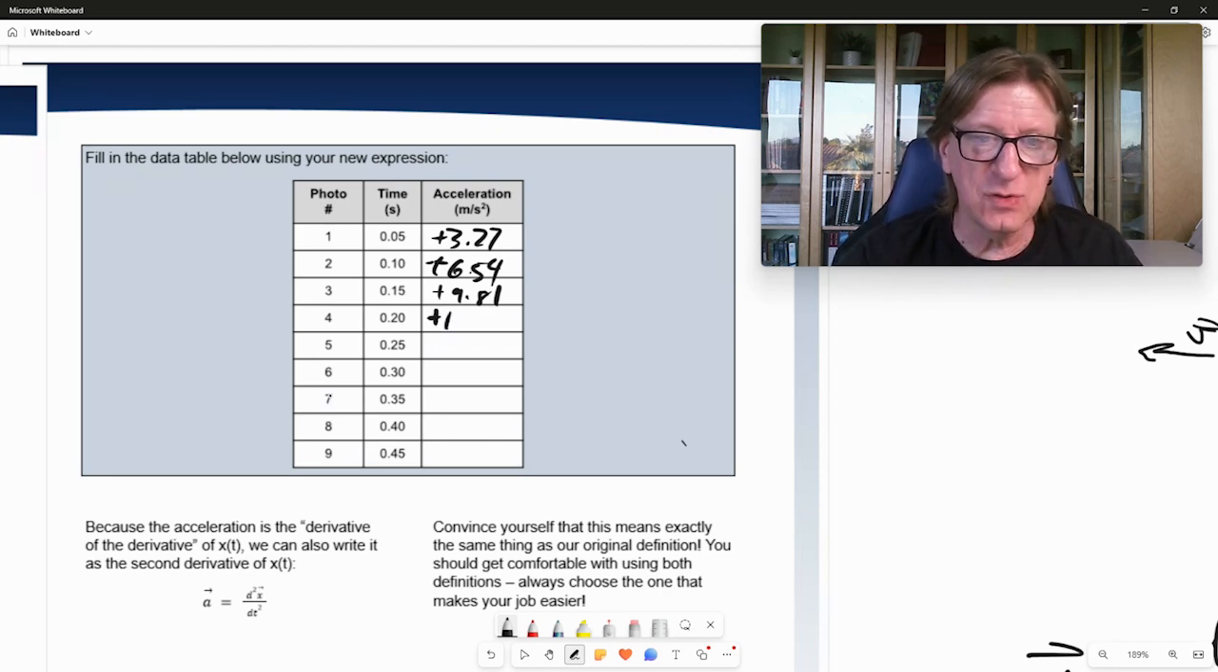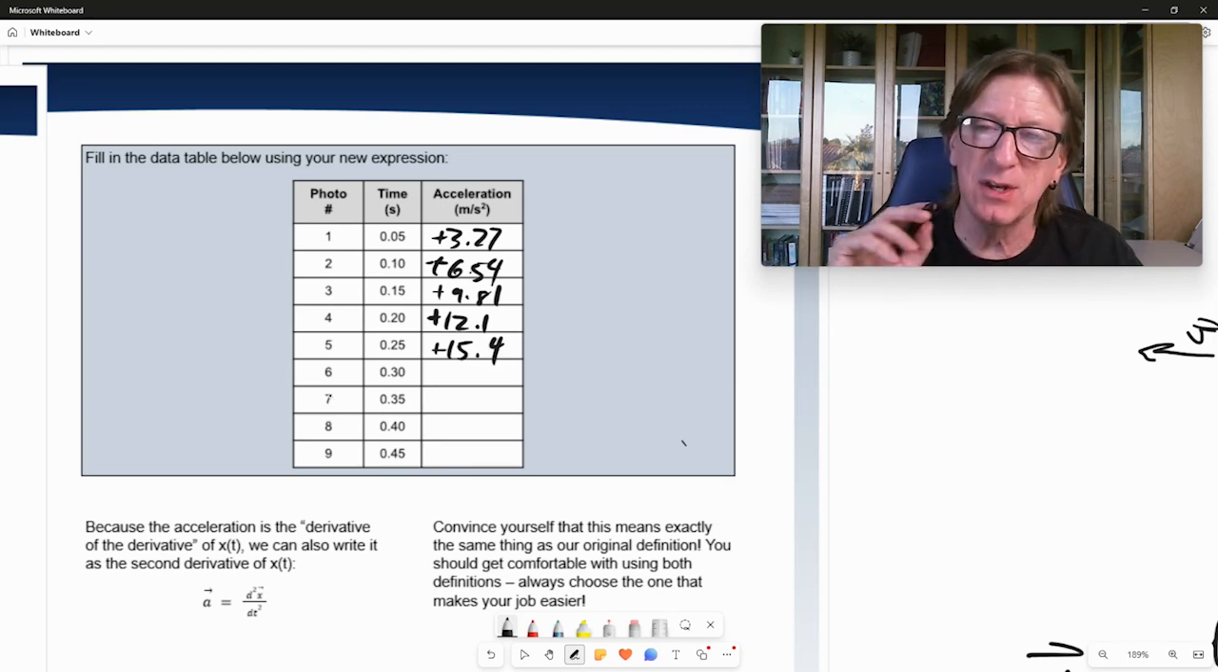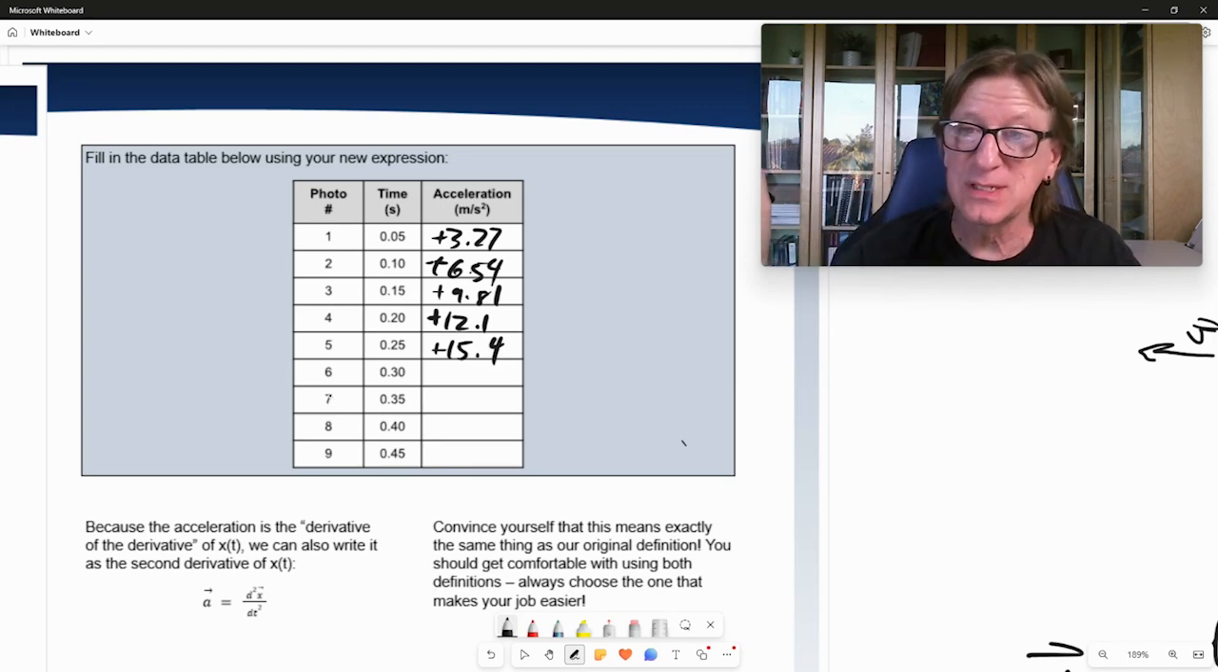And then positive 12.1 meters per second squared at photo 4. By the time we get to photo 5, the robot's acceleration is 15.4 meters per second squared. Think about what that means. Not only is the robot's velocity increasing, but the rate at which the velocity is increasing.